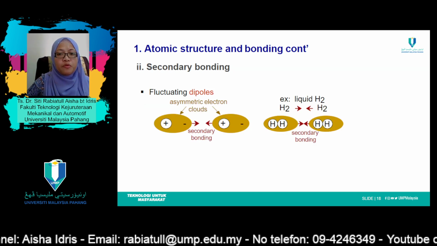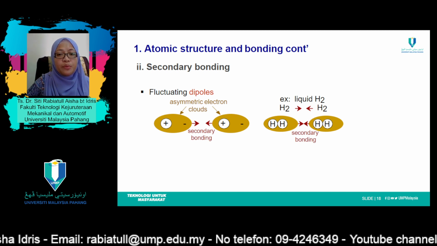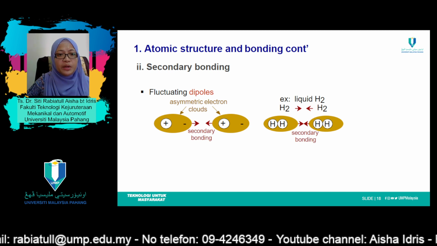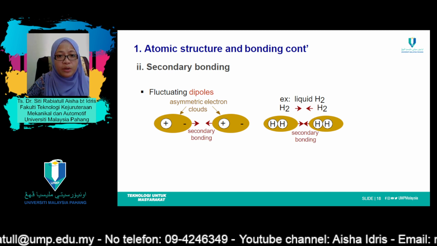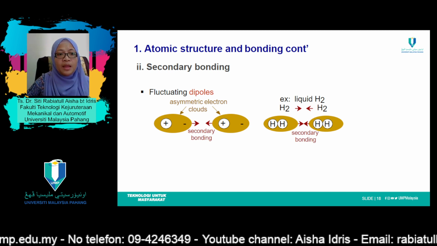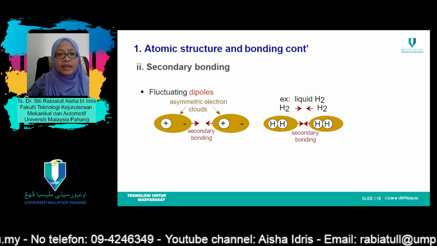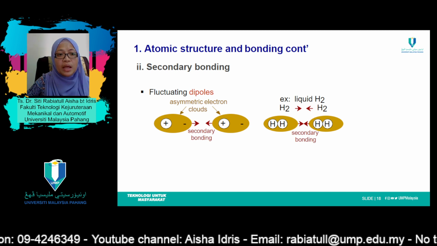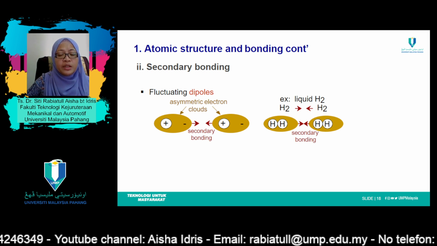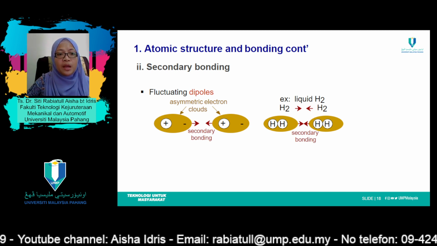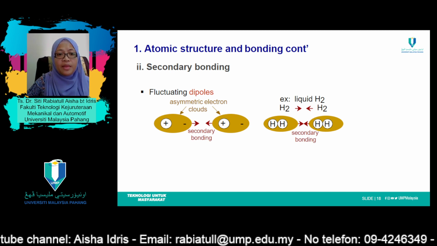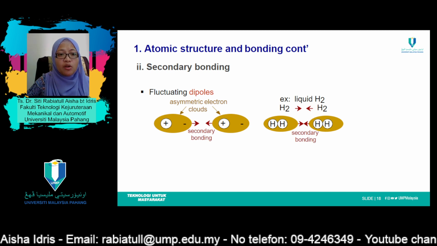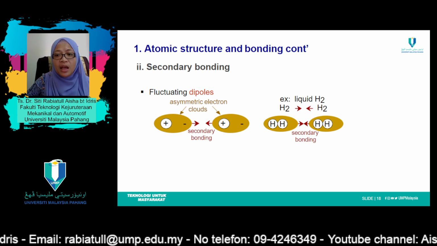So let's move on to the second type of bonding, which is secondary bonding. Secondary bonds are not bonds with valence electrons being shared or donated. They are usually formed when uneven charge distribution occurs, creating what is known as a dipole. A dipole means the total charge is zero, but there is slightly more positive or negative charge on one end of the atom than on the other.